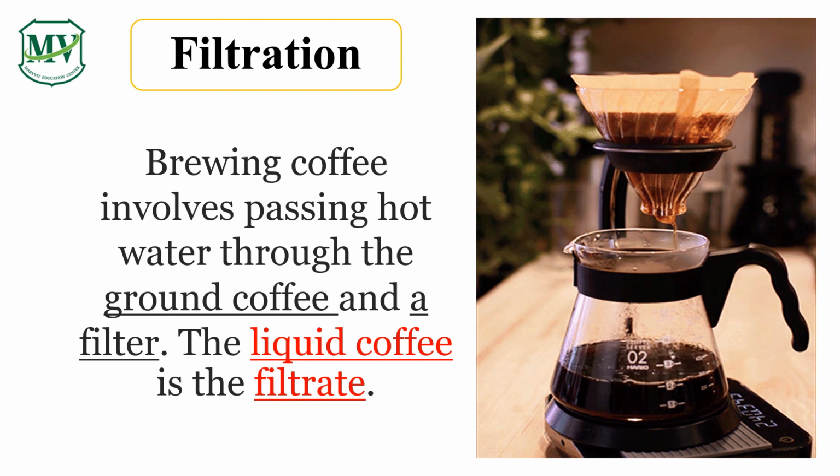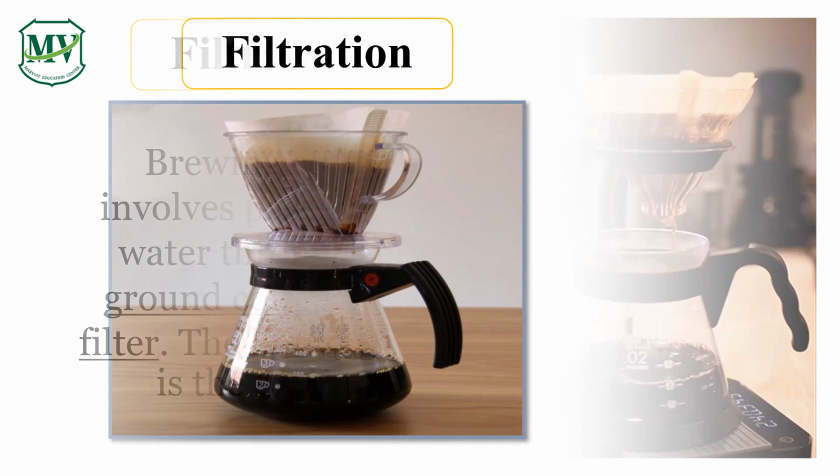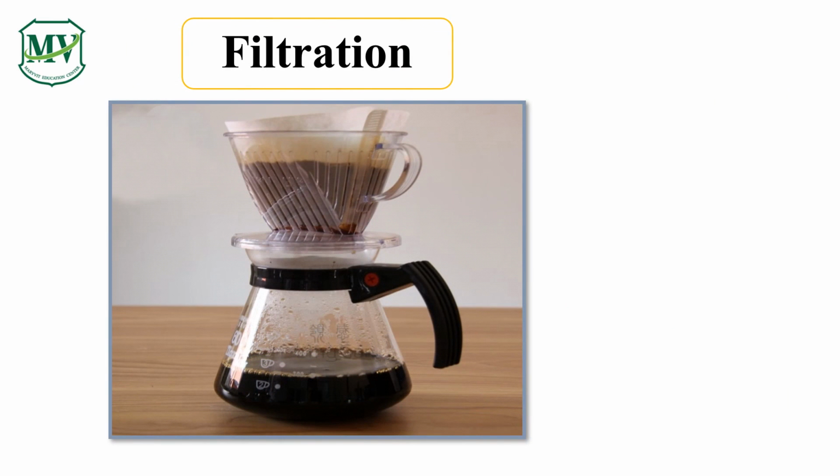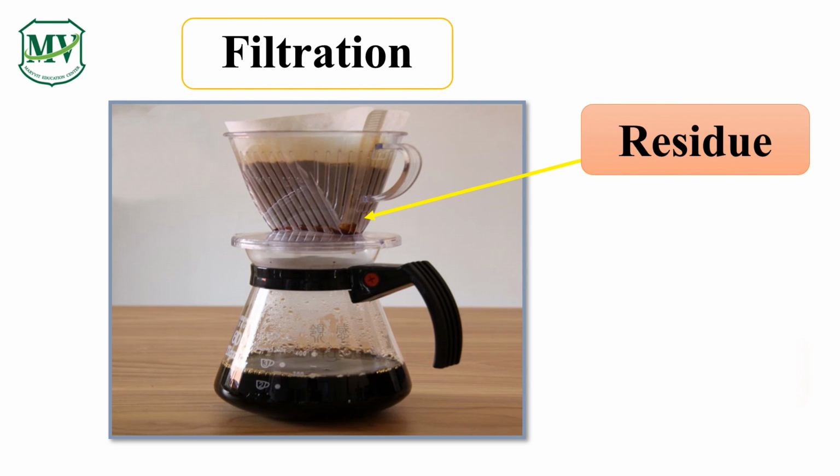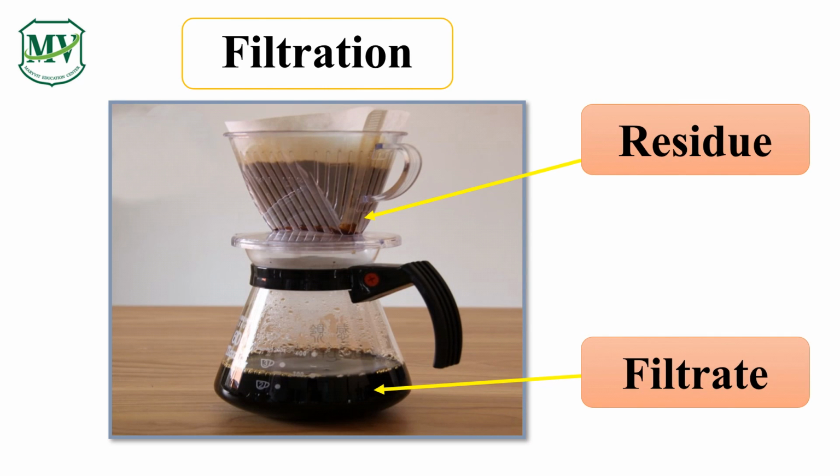Brewing coffee involves passing hot water through the ground coffee and a filter. The holes of the filter paper are very fine that the coffee particles cannot pass through them. Can you identify the residue and filtrate in this example? Amazing! When the mixture of ground coffee and water is poured onto the filter paper, the coffee is left on the filter paper as residue, and the liquid coffee collected is the filtrate.